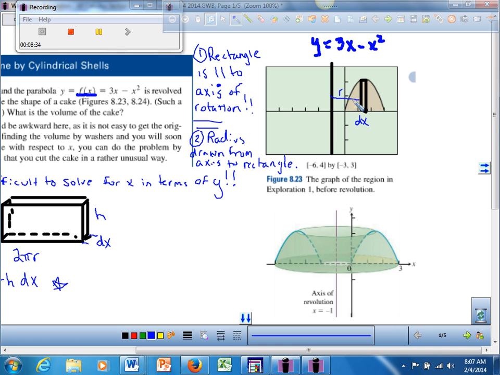So now we need to think about how we write that radius in terms of our variables. So what do you think? X plus 1, very nice. The distance from our origin to the rectangle is x. That's going to change all the time. And we will always be adding one more to that. So that is x plus 1.